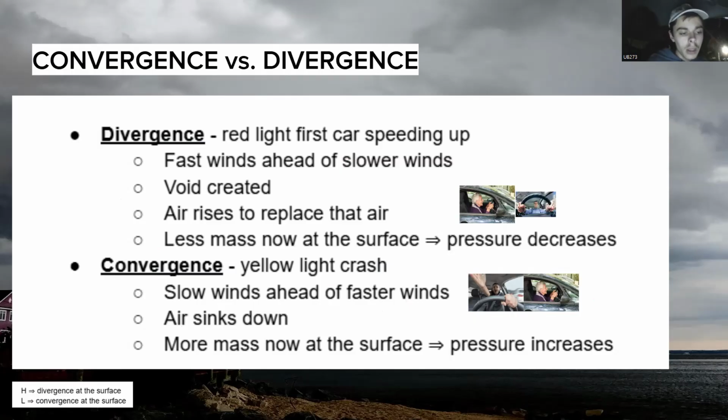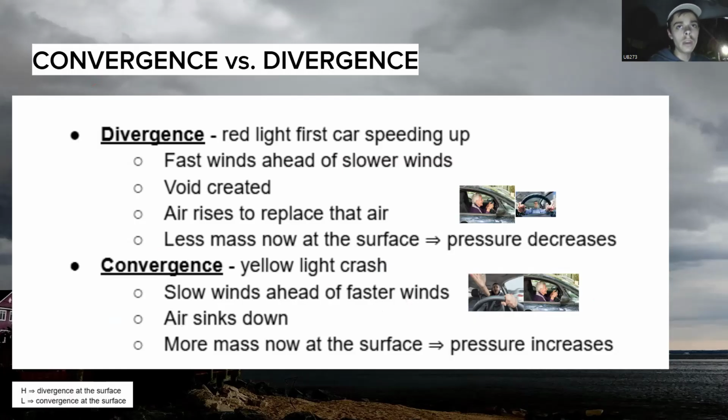Now, if you can see this text down here, it's pretty small, but at the surface, if we have a high pressure system, there's going to be divergence. And at low, there's going to be convergence. And that's because it's different. This text is talking about what happens at the upper levels of the atmosphere. The surface is going to be different because if you think about it, if there's divergence at the surface, can air rise? There's nothing there. We're at the surface. So instead, air would have to sink down to fill that gap if we're at the surface.